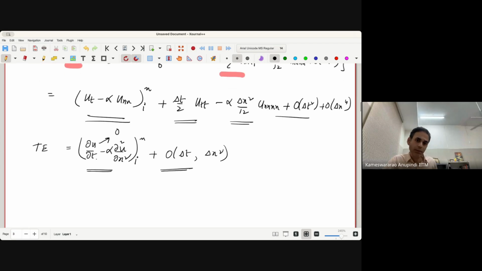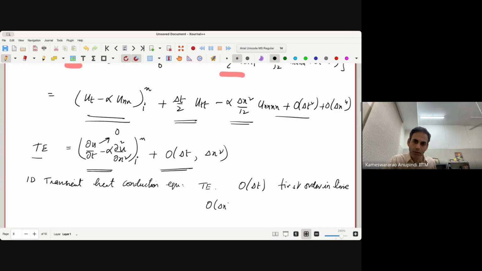That means we can say that the truncation error for the one-dimensional transient heat conduction equation is order delta t, that is first order in time, and then order delta x square, that is second order in space.